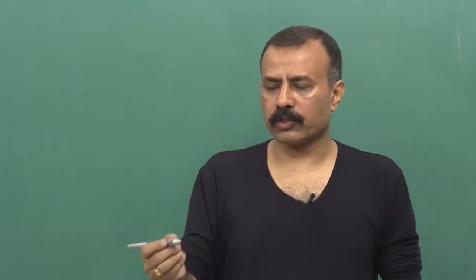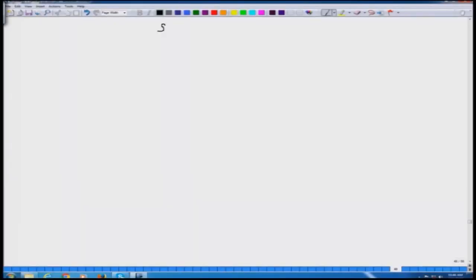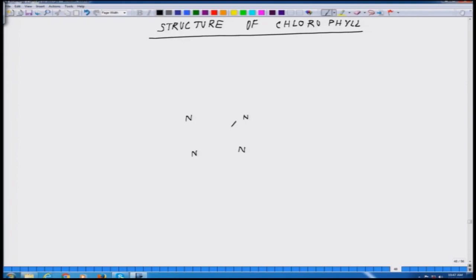Okay. So, now let us see the structure of chlorophyll, the light trapping pigment. The structure of chlorophyll is something like this. You have a coordination out here, you have the magnesium sitting out here, and this is the porphyrin structure. It is a complex structure, but just follow it, you will see a lot of symmetrical features in the structure.